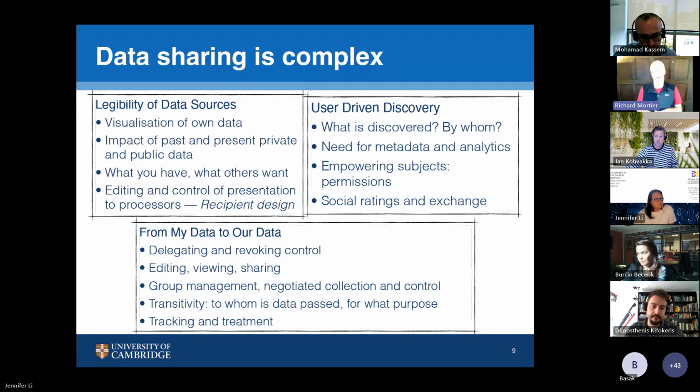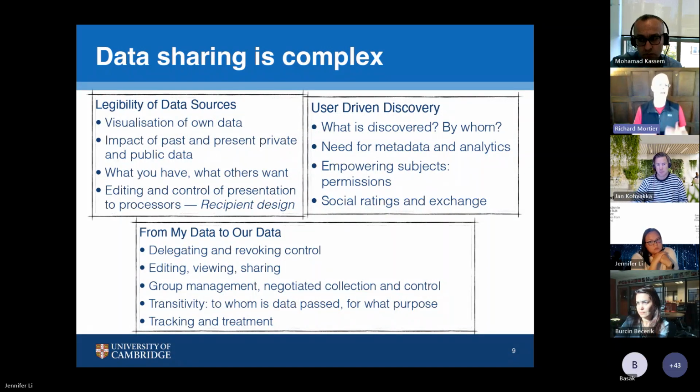There's a need to deal with how you present data to data processors. What degree of control and ability to edit the data do you provide? This notion of recipient design was one that I found quite useful. So it is apparently the case that data sharing between people in a social science sense is recipient oriented. So you think carefully before you share information with somebody else. And whether you were willing to share that information with somebody else will depend on multiple factors, which might include who that other person is, the context that you're in, and obviously what is the data or the information you're going to share.